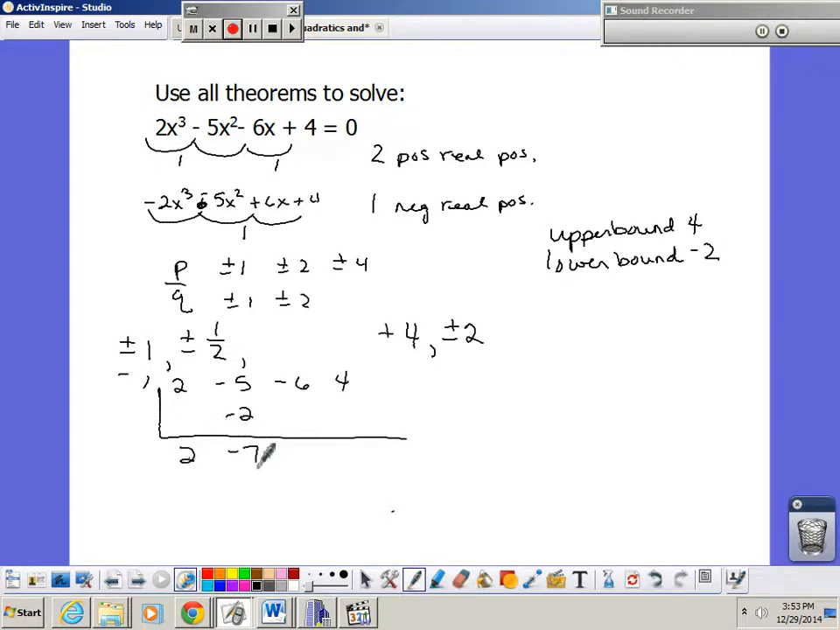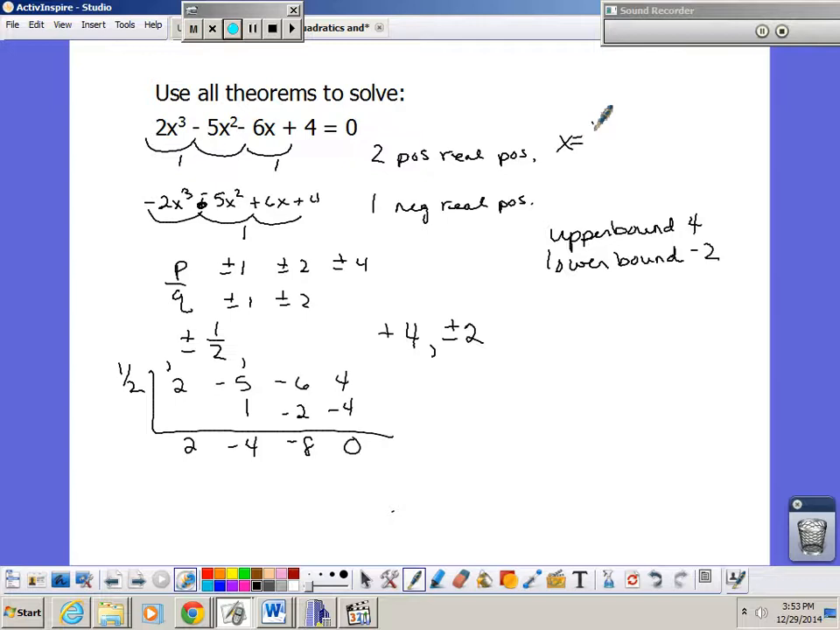-2, -2, -7, 7, 1, -1, 3. So they're gone. As long as I didn't make a mistake, and hopefully I didn't. 1/2. 2, 1, -4, -2, -8, -4, 0. So 1/2 is one of my reals. So x equals 1/2. So I found one of my real ones.